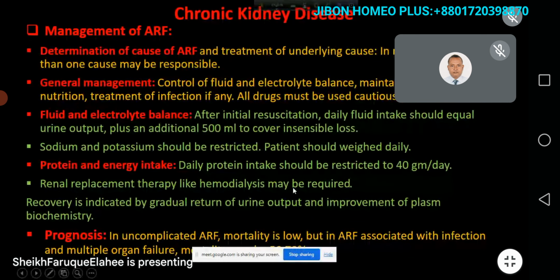This is called conservative management. And allopaths also do the same thing in the hospital. Nowadays, so many dialysis facilities are available. While we were students in the 70s, 80s, dialysis machines were not available. At that time, the allopathic consultants were doing this conservative management.